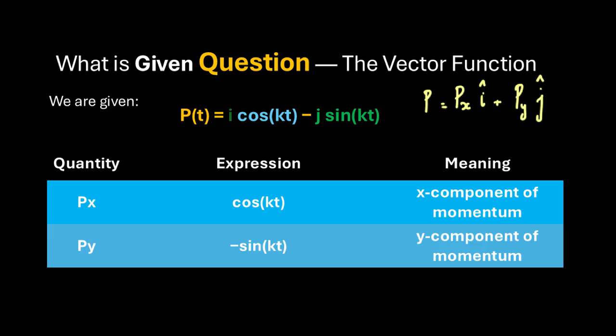So the given question gives us a vector function, momentum vector p is equal to px i cap plus py j cap, where px is cos kt, which stands for the x component of momentum, and py is minus sine kt, which stands for the y component of momentum.